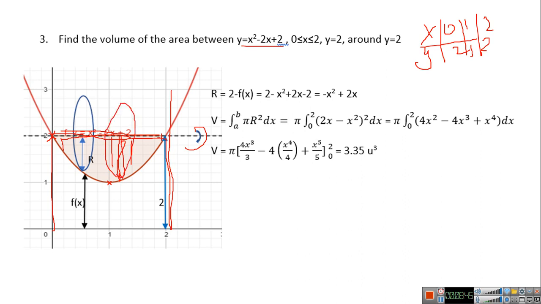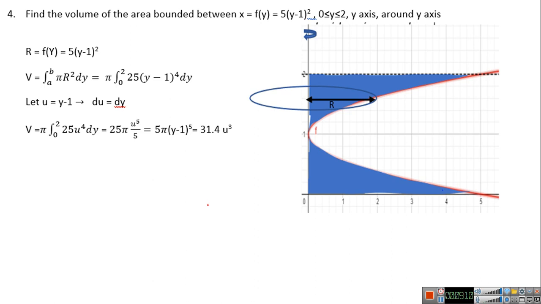This is the radius. So if you want to find it from here till here, I know from here till here is the function, always from the x-axis, and from here till here it's 2. So the radius will be 2 minus the function. I will get this one. So 2 minus x squared plus 2x minus 2, the 2 and 2 cancel out. This is squared, pi r squared. So I expand and I find the volume.